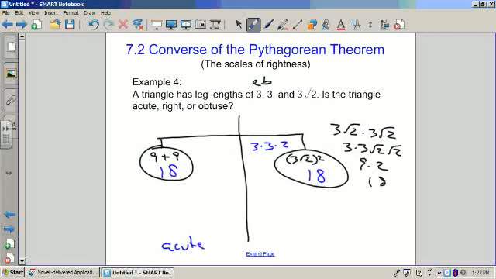It doesn't fall to the acute side. It doesn't fall to the obtuse side. This is a right triangle. A 3, 3, 3 root 2 triangle is a right triangle. We'll learn more about that when we talk about 45, 45, 90-degree triangles later in the quarter.